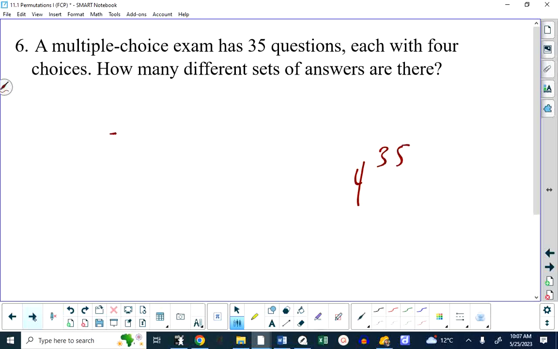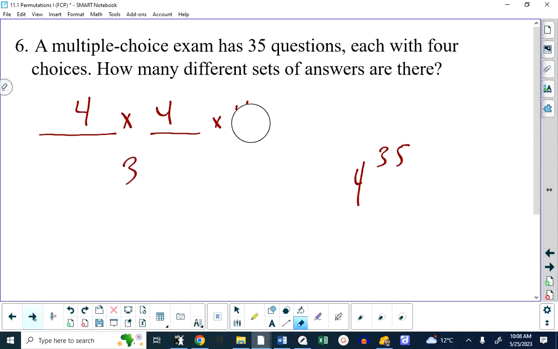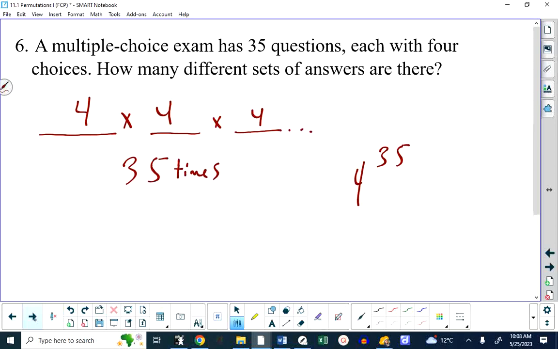Because question 1 has 4 different options I could make for a correct answer. I could make it so A is correct, B is correct, C is correct, or D is correct. Have you ever written an exam that has the answer to one question being A and the answer to another question being A? Well, of course, you can repeat those choices. So you're going to multiply by 4, and you're going to do this 35 times, which is 4 to the 35, which is an awfully big number. We won't worry about what it is.